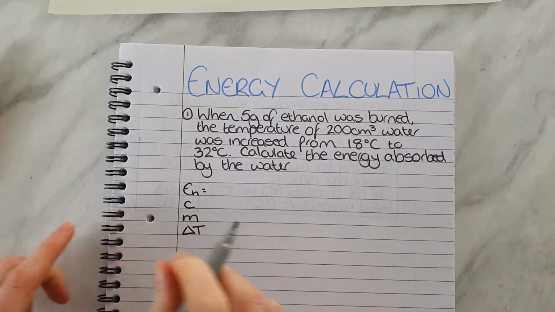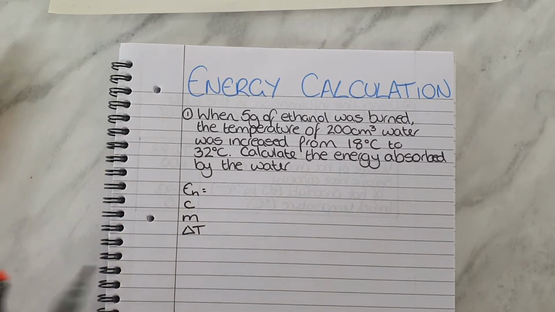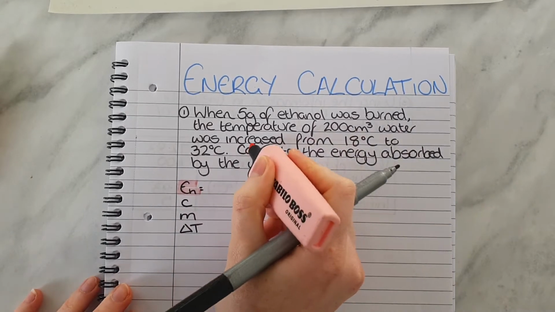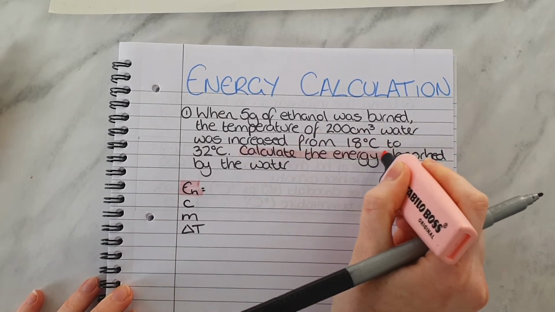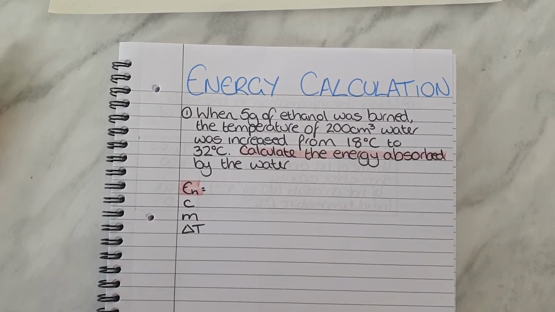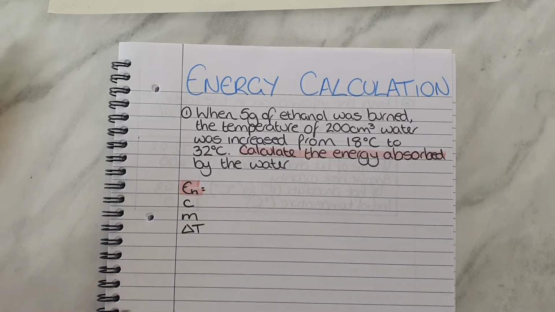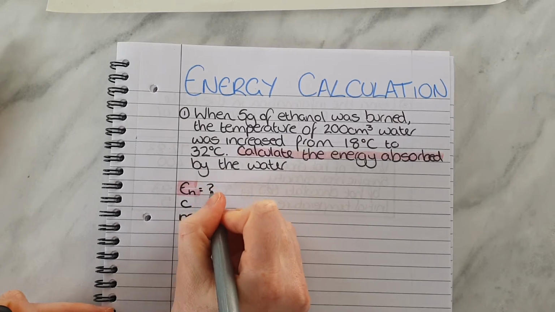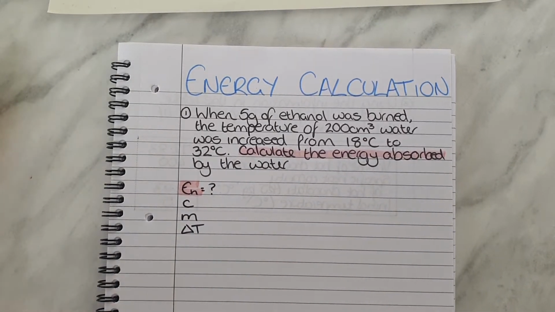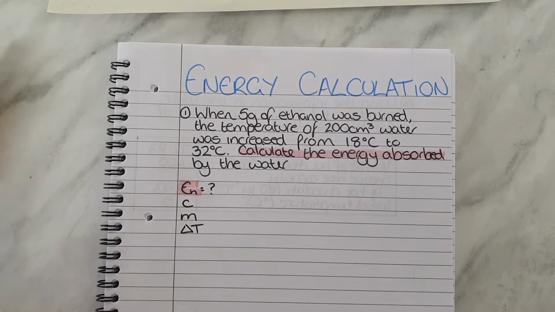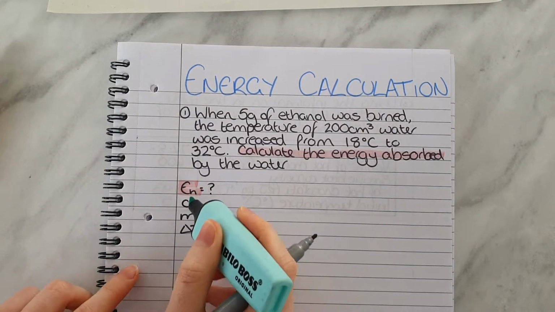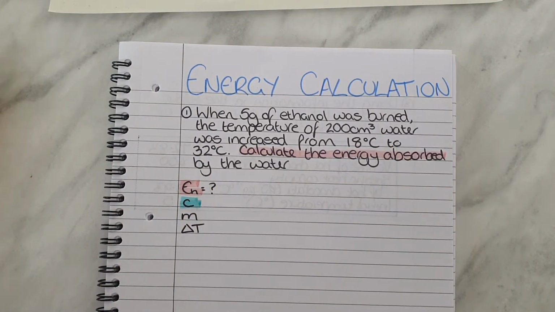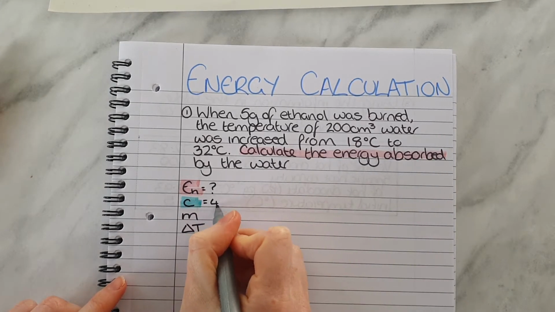Some people like a wee extra step just to see what's going on, and we'll apply a colour to each one. So E is going to be the energy, and it does say calculate the energy absorbed. It might say released, but it will be the same value. So E is what we want, so a question mark. C is always given, and it isn't in the question because it's water, and it's expecting you to know that water is 4.18.